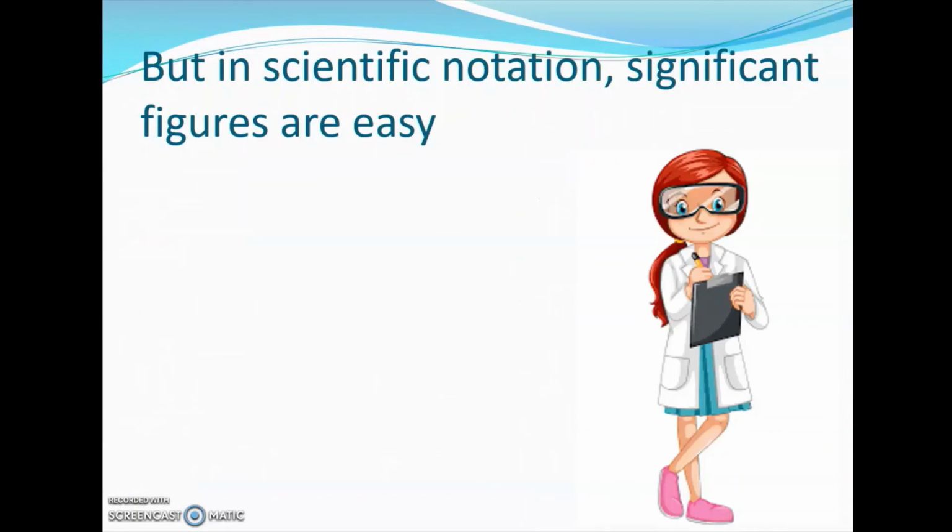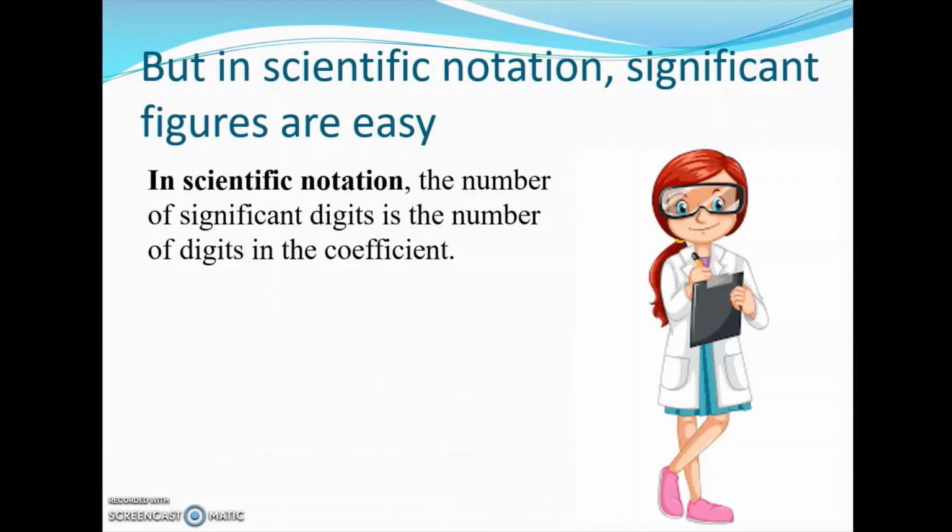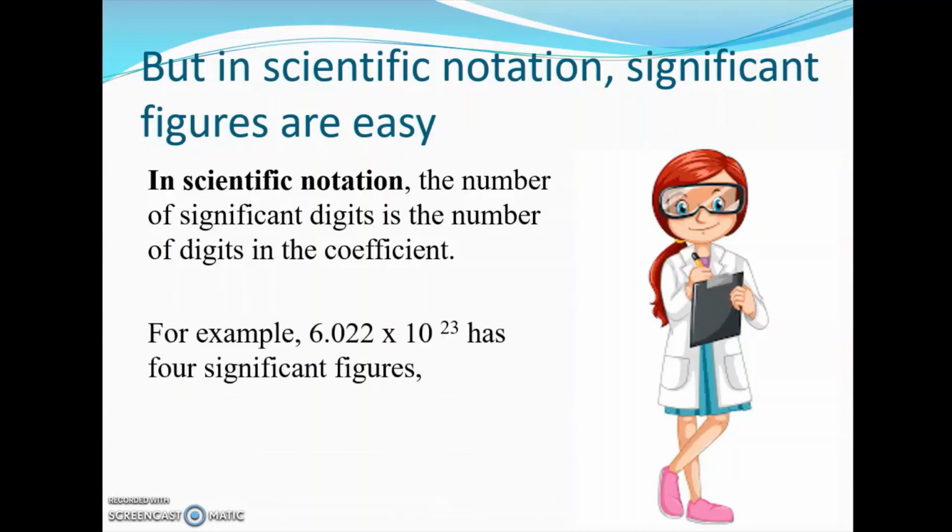All right, now, a refreshing thing is that scientific notation has really, really easy rules with significant figures. Basically, if it's in the coefficient, that is the number out front, it's going to be significant. So we have 6.022 times 10 to the 23rd, which has 4 significant figures, because the coefficient has 4 digits. That's it. Couldn't be easier. 9.15 times 10 to the 16th has 3, because again the coefficient has 3 significant figures.